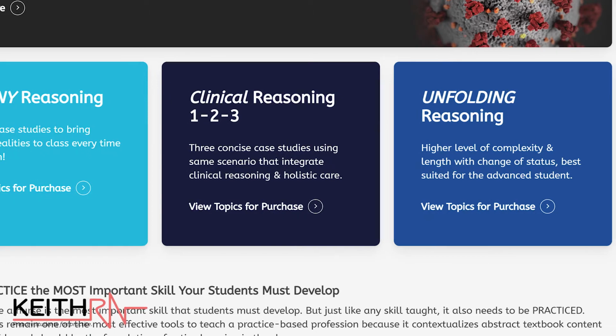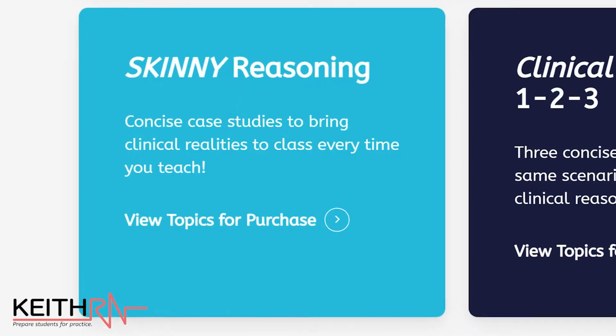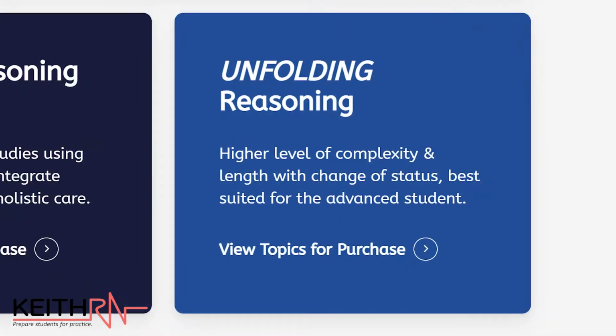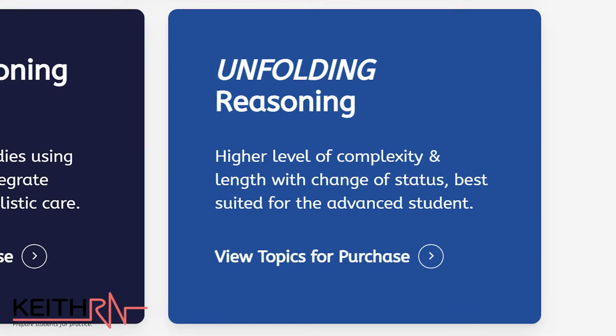The two most common levels are skinny reasoning, which is short and concise, and unfolding reasoning for advanced students, over twice as long. And they each have the same level of complexity and the same framework across the entire 110 topics.